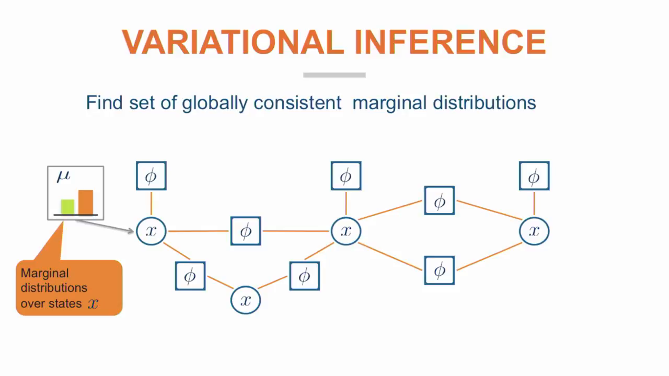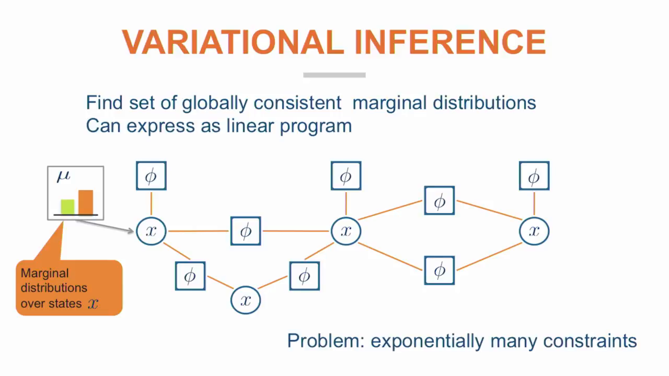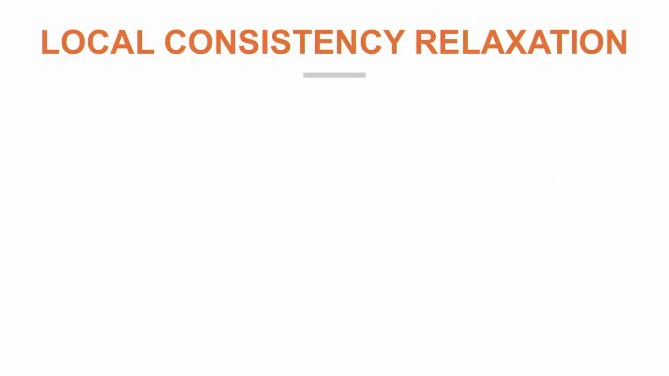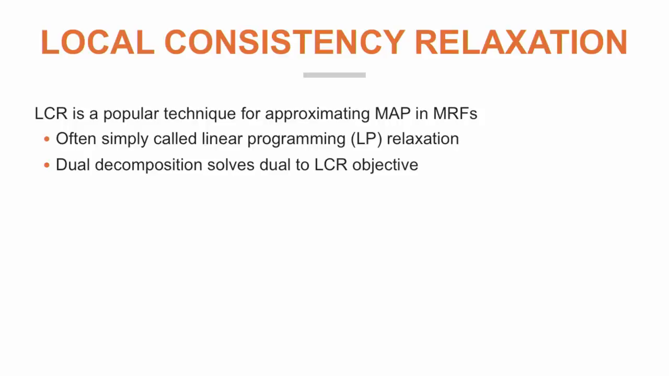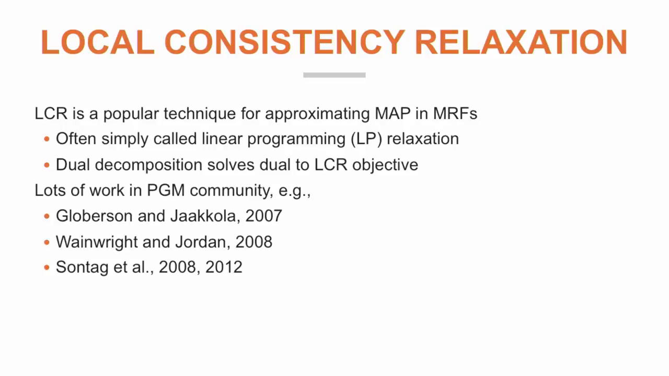We can then express a solution if we can find a globally consistent assignment for these marginals. The only problem is you can express it as a linear program, but there's an exponential number of constraints. So we'll use techniques from the graphical models community, particularly local consistency relaxations, to convert this to a simpler problem. And there's been a ton of work in this space. These are some of the key original papers here.